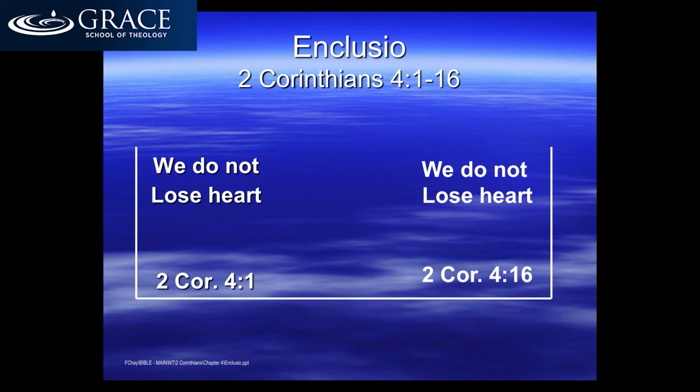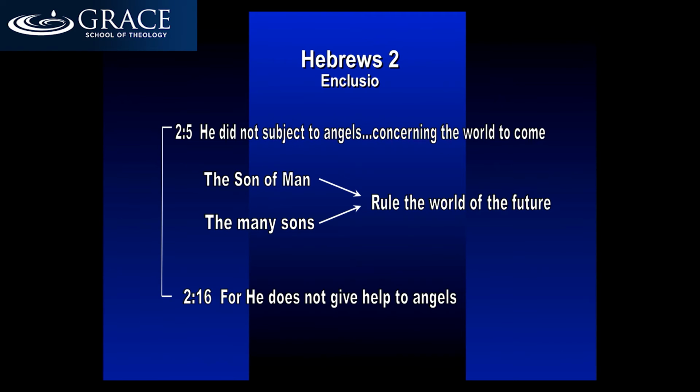Back in 2 Corinthians, we do not lose heart. We don't lose heart. That brackets the section for us. The book of Hebrews, we see he didn't subject angels concerning the world to come. At the end, he says, for he did not give help to angels. And in between, he talks about the Son of Man and the many sons who are going to rule the world of the future. So it's not to angels. It's to man, the many sons, and what they're going to do. That is an inclusio to heighten the point that he's trying to emphasize.